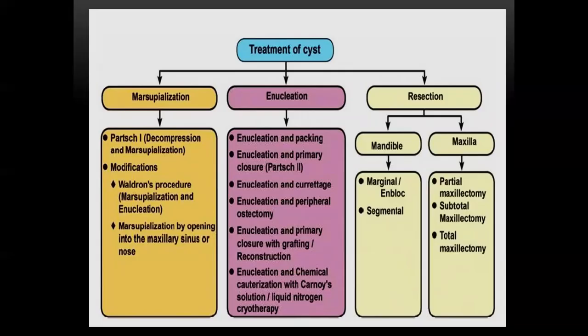in order to prevent the removal of the tooth, we can do a marsupialization rather than an enucleation. Coming to the surgical procedures, the last one is resection. Resection means that we are going to resect the part where the cyst is located. Resection is always indicated whenever the cyst is larger in size and aggressive in nature, and causes perforation of the surrounding bone and resorption of the bone where it is located. In case of the mandible, we do a marginal en bloc resection or segmental resection. In case of the maxilla, we can do partial, subtotal, and total maxillectomy.